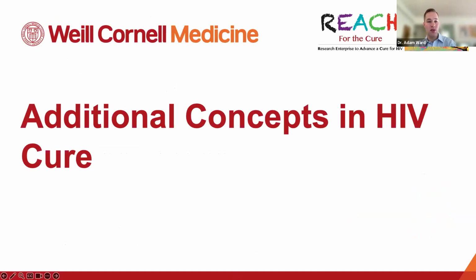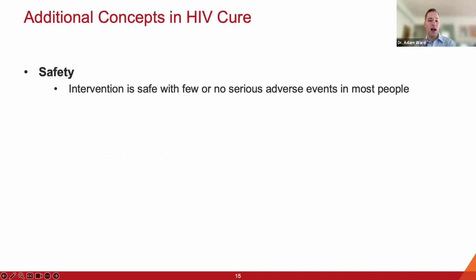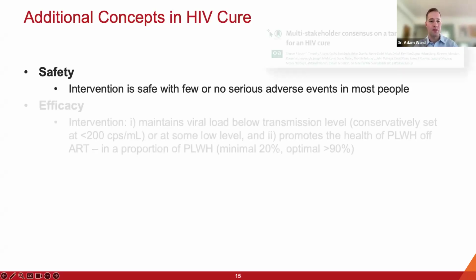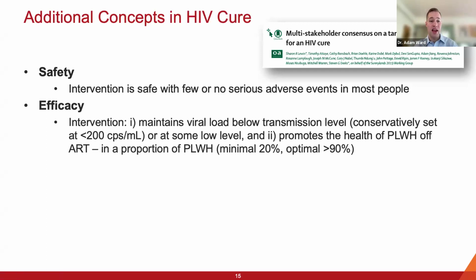So some additional concepts in HIV cure that I wanted to cover. I think when we talk about HIV cure and someone's location and their environment, it's important to also consider these concepts when developing a potentially curative intervention strategy. So the first concept is safety. Is the intervention safe with few or no serious adverse events in most people living with HIV? Next is efficacy. So is the intervention effective?